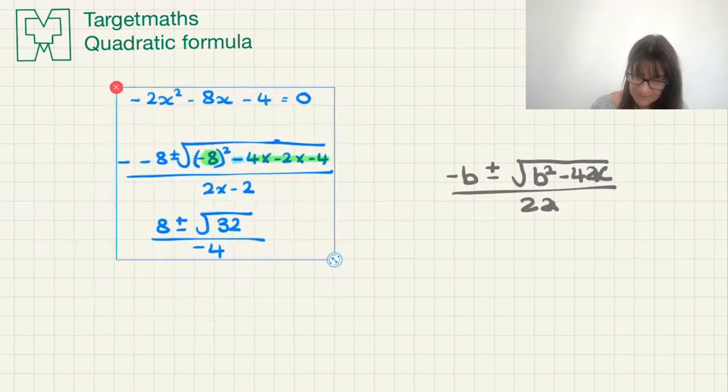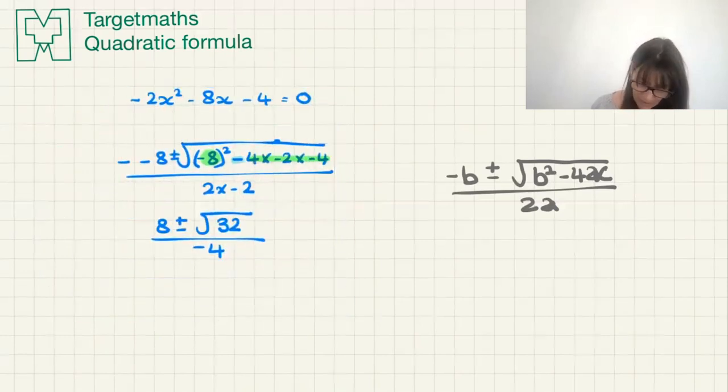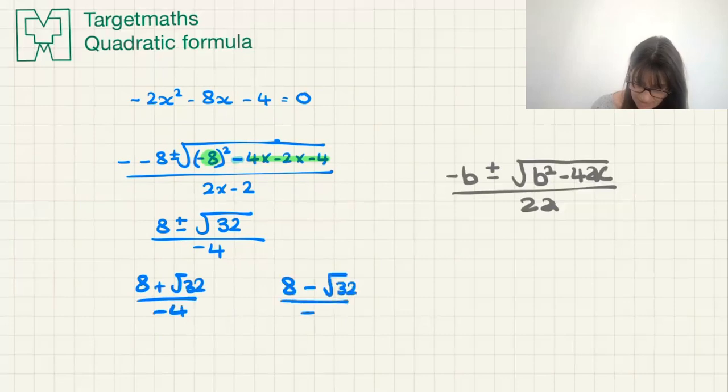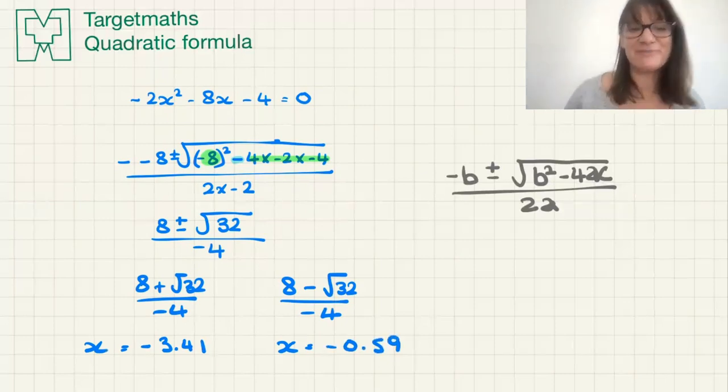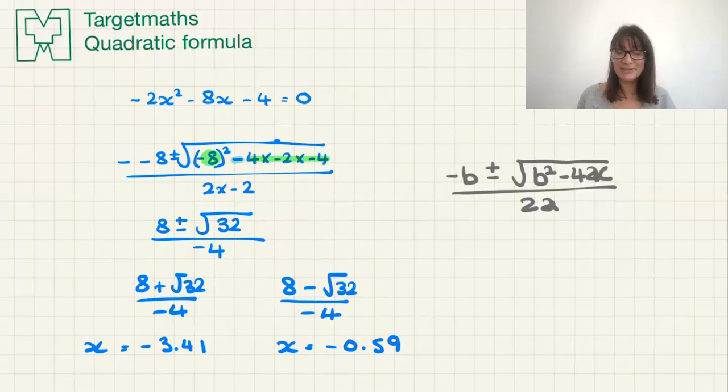Okay, so I've got 8 plus root 32 divided by -4, and I've got 8 minus root 32 divided by -4. So x equals, for this first one, once we get that in the calculator, we've got -3.41, and x is equal to -0.59 on that one. And if you got that right, really, really well done. You just couldn't have any more negatives, really, could you?